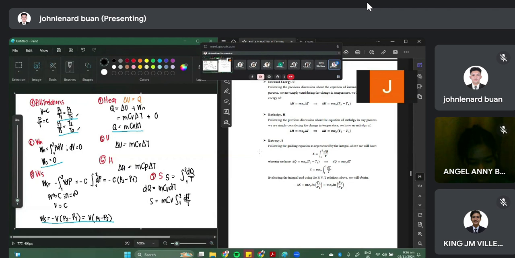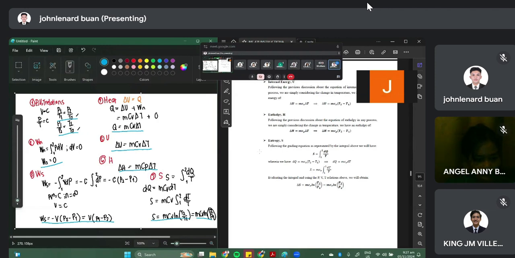Therefore, pwede natin i-integrate. Ang integral ng dT over T is ln T, ng T2 over T1. Which is also equal to, based sa PVT relation, mCv ln ng P2 over P1. Okay po tayo doon? Yan, underline ka lang yung mga equations dito.